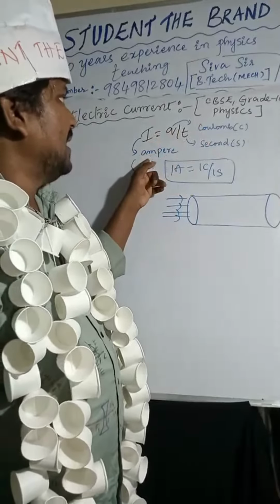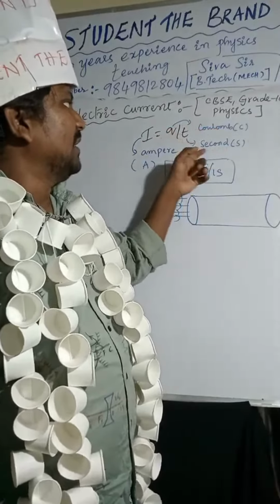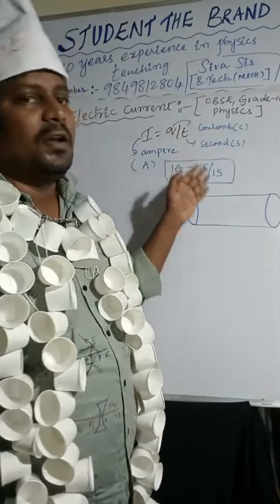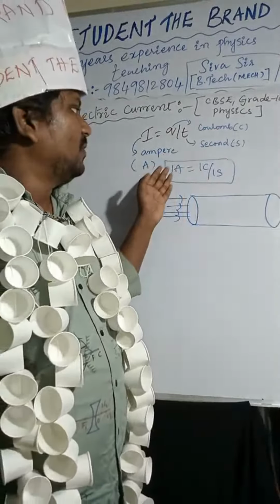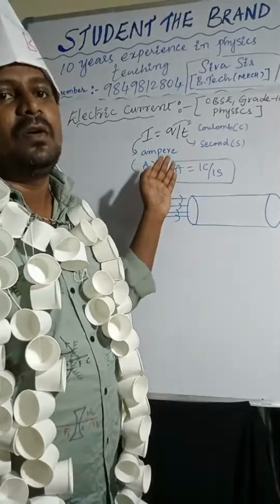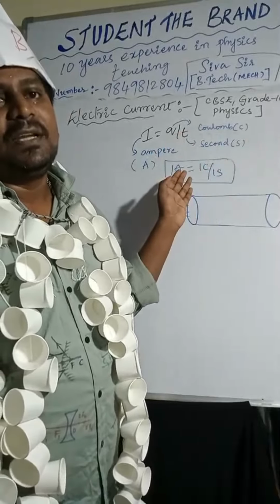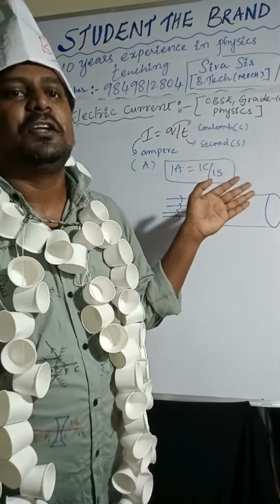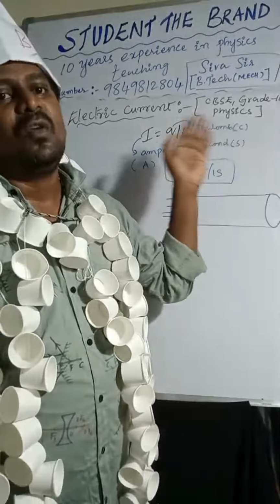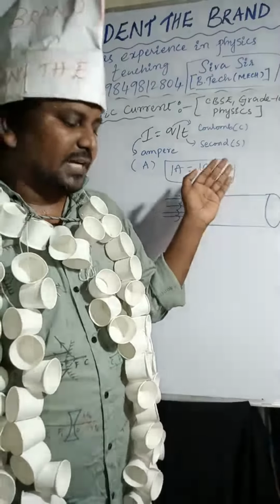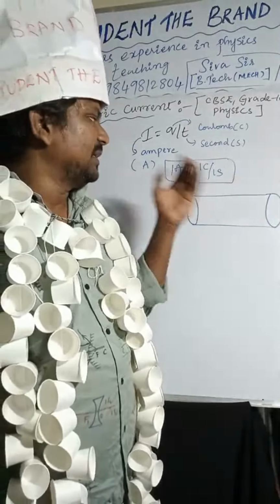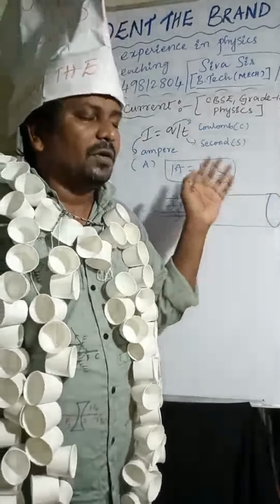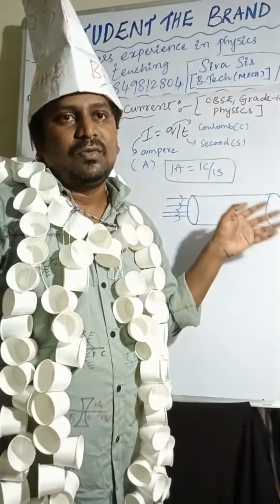The SI unit of current is ampere, the SI unit of charge is coulomb, and the SI unit of time is second. So one ampere equals one coulomb per one second. One ampere is defined as one coulomb of charge flowing through unit cross section area per second.